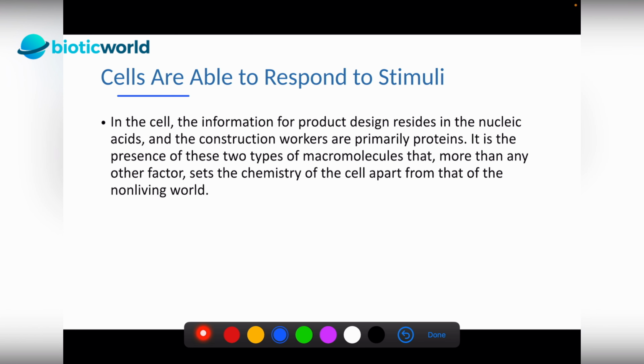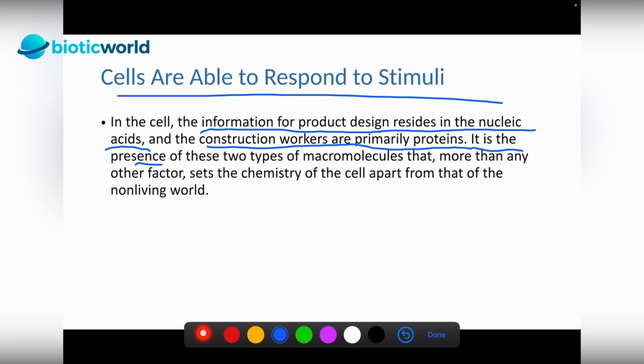Cells are able to respond to stimuli. The information for product design resides in the nucleic acid, and the construction workers are primarily proteins. It is the presence of these two types of macromolecules that, more than any other factor, sets the chemistry of the cell apart from that of metabolites.